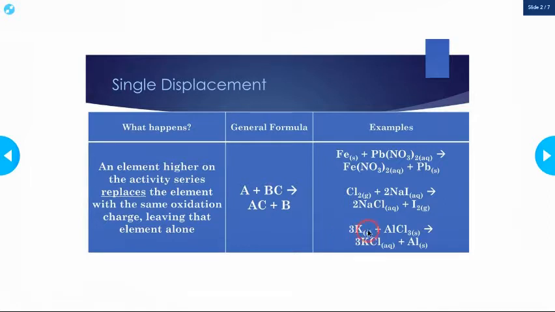Then we have another one. We have potassium and aluminum chloride. Potassium forms a cation and aluminum is the cation, so that's the one it's going to replace. Potassium is higher on the activity series, just like the chlorine was, just like the iron was. And so it can replace the aluminum, and it's going to form potassium chloride and aluminum. So now the aluminum is by itself. So in a single displacement reaction, we see the element and the compound, and then we form a compound and an element in the product.